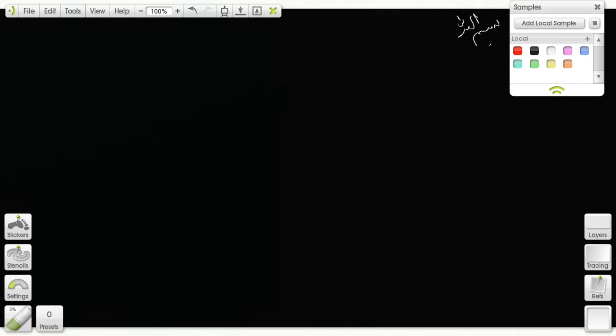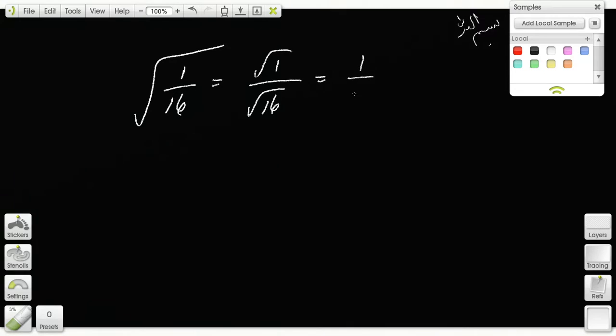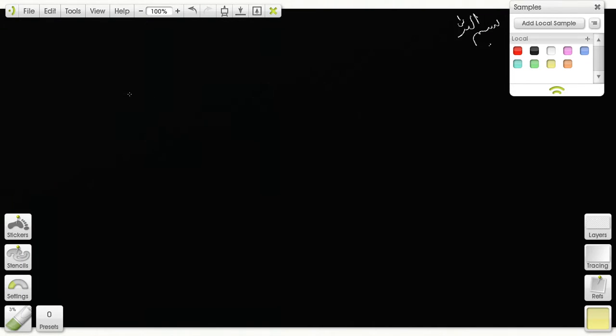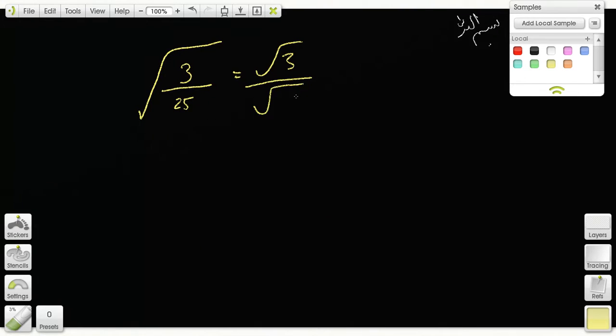So, for example, if you have square root of 1 over 16, this is like square root of 1 over square root of 16. So this is what? 1 over 4. Does that make sense? Or if you have square root of 3 over 25, this is square root of 3 over square root of 25, and then this is square root of 3 over 5. Does that make sense? So that's another rule that we need to know.